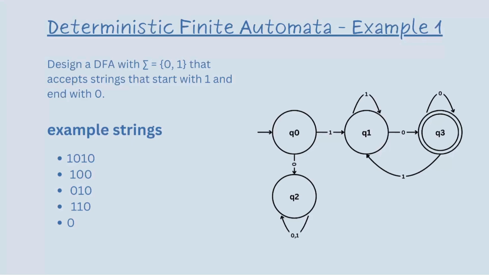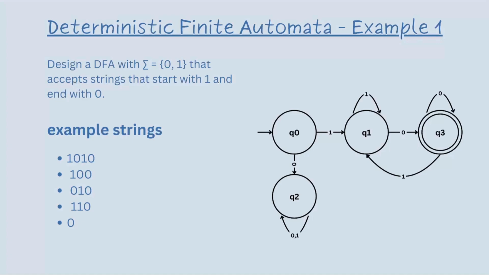Then we have 1, 0, 0. Also should be accepted since it starts with a 1 and ends with a 0. And if we go through the transitions, it goes from Q0 to Q1, from Q1 to Q3, and then from Q3 on 0 it loops, and then it's accepted. Then let's look at one more. 0, 1, 0 is a string that should be rejected because it starts with a 0. And we can see it starts at the initial state. You read a 0, you go to Q2. On Q2, you loop for 1, and then you loop for 0, and then you end up in Q2 where the string is rejected.